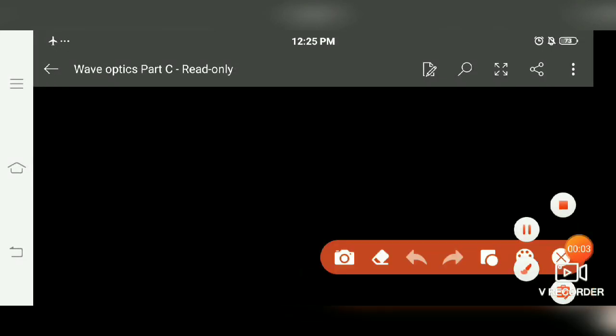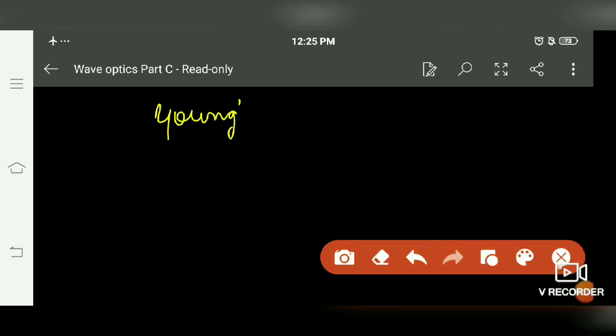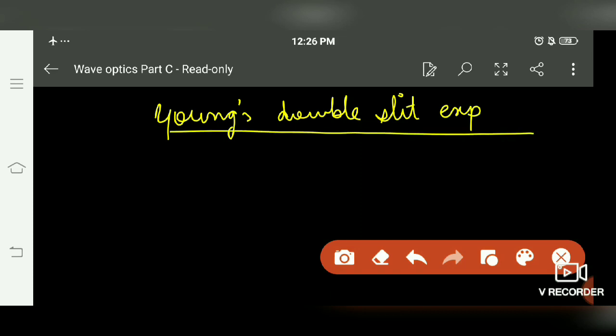Next topic is interference of light through Young's double slit experiment. Now let us consider two slits of very small size. These both are separated from each other by a small distance, say small d. These are two slits, slit S1 and slit S2.